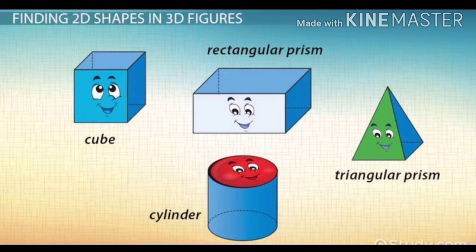Okay, now let us have a look at the next figure, that is the rectangular prism. So the face you can see is rectangular in shape, that is a rectangle. Then in the triangular prism you can see the triangle shape is given. Then in the cylinder you can observe the topmost view, that is the circle. So in this we can see 2D shapes in 3D figures. So this is about the 3D figures.